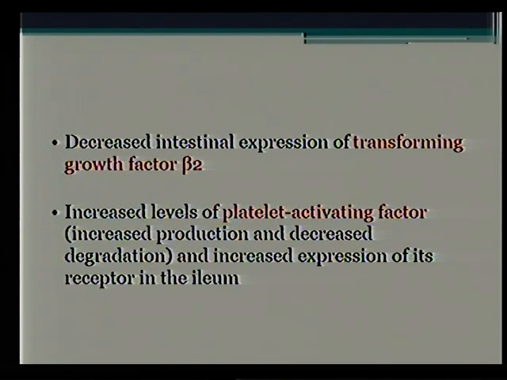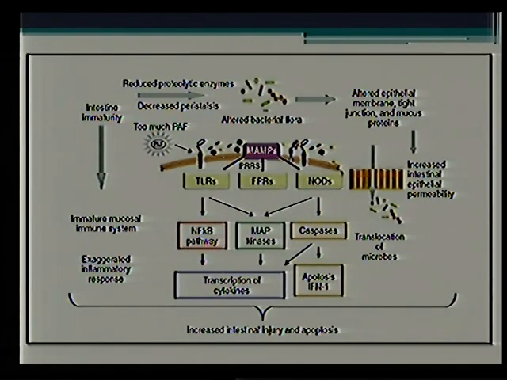Then the third is the platelet activating factor. This also has increased production and decreased degradation, and this is again a receptor which finally contributes to the activation of the toll-like receptors. So this is one slide which tells us the most important aspect: the platelet activating factor causes activation of the toll-like receptors and finally leads to a cascade of events, resulting in intestinal injury and apoptosis.